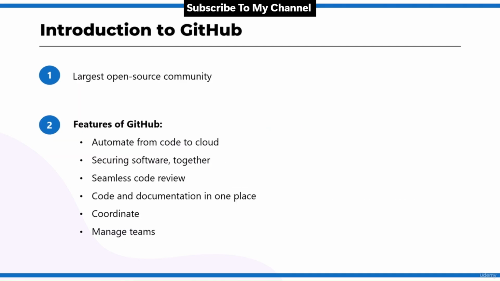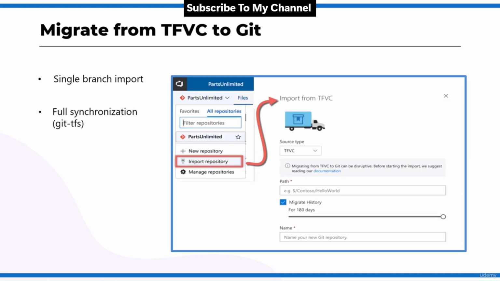GitHub is the largest open source community, and I think everyone attending the DevOps sessions, or everyone interested in DevOps, obviously knows what GitHub is. It's one of the largest open source communities in the world. Microsoft owns GitHub, and I think you are familiar with that also. GitHub is a development platform inspired by the way you work. There are a couple of features on GitHub which you may like: it can automate from code to cloud, secure software together, provide seamless code reviews, coordinate code and documentation in one place, and manage teams. All these are features because of which people love GitHub.